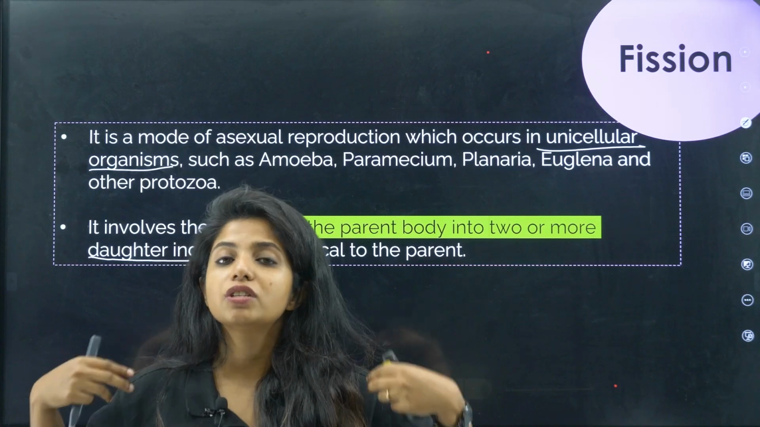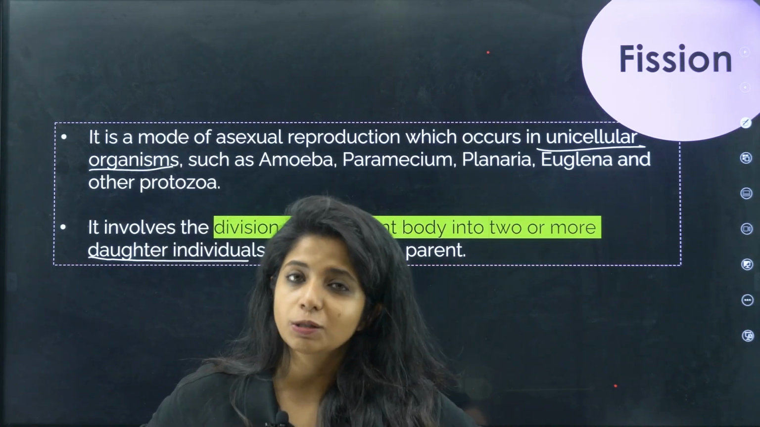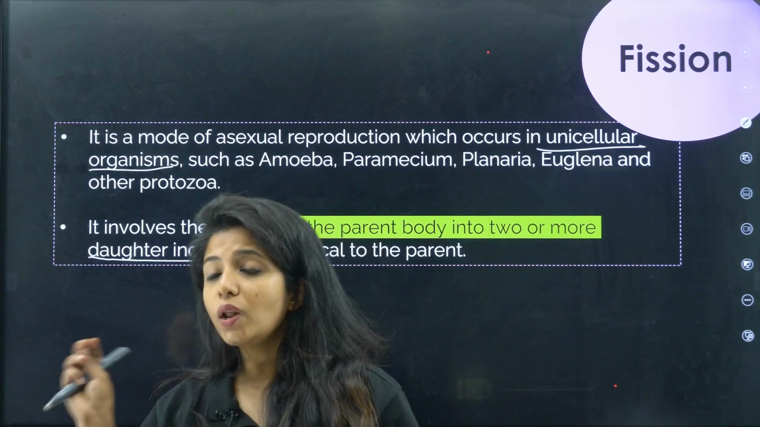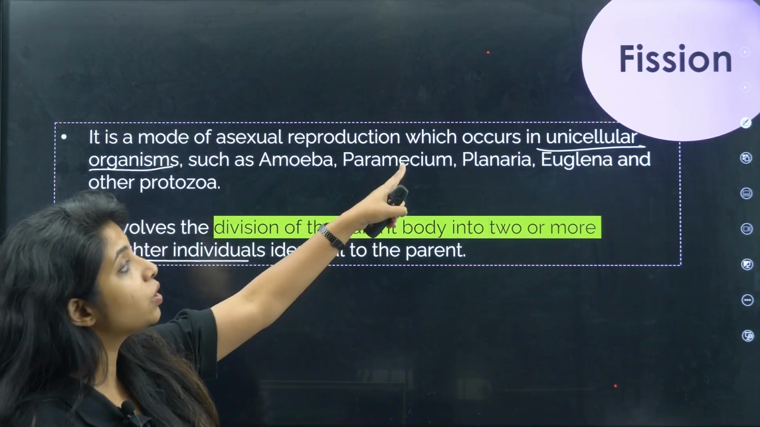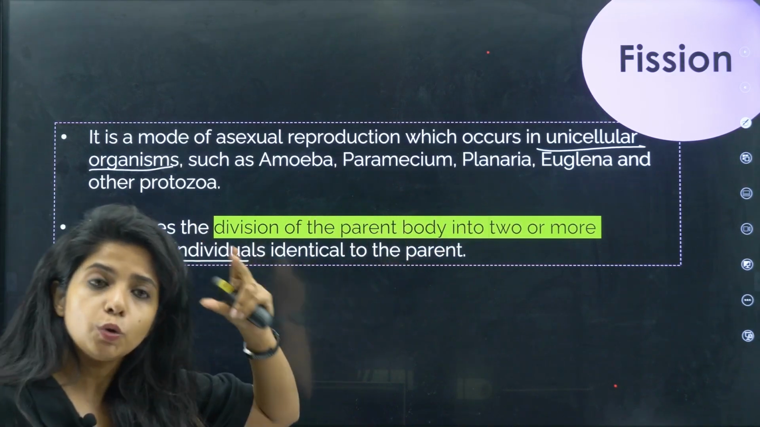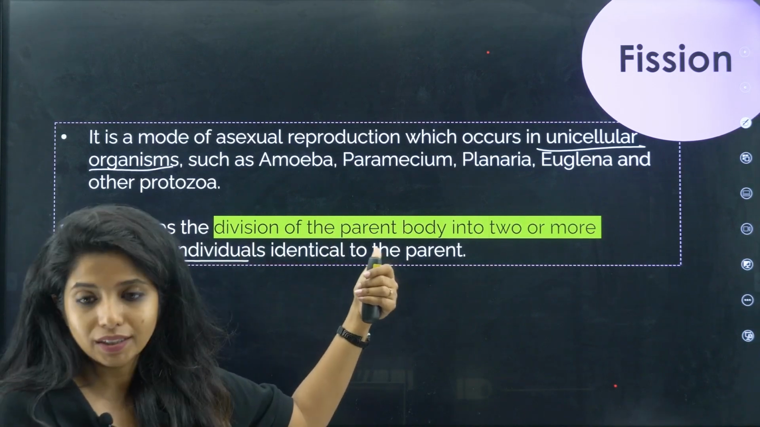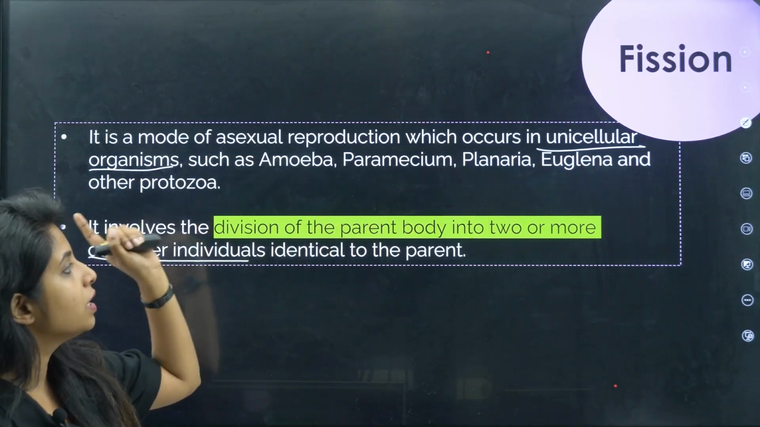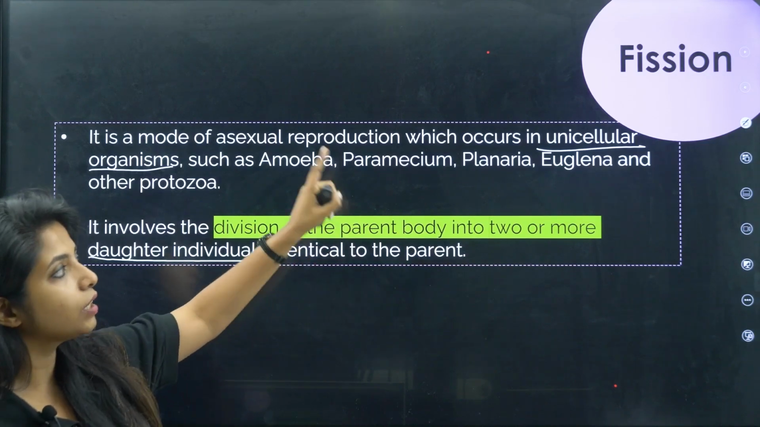Obviously not. So fission is not applicable to us because, children, we are multicellular organisms and we are much more complex. All our cells are interdependent on each other. But unicellular organisms like amoeba, paramecium, planaria are just made up of a single cell, so they can afford to do all these things. So fission is the division of the parent body into two or more daughter individuals identical to the parent.